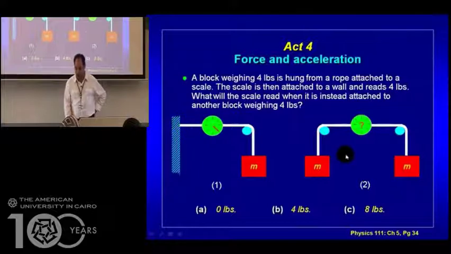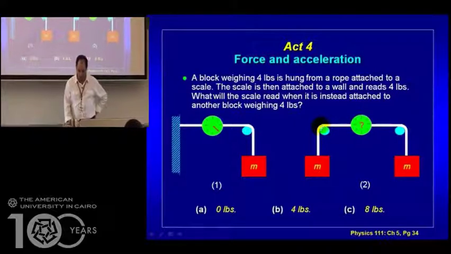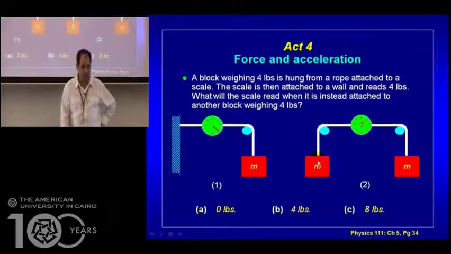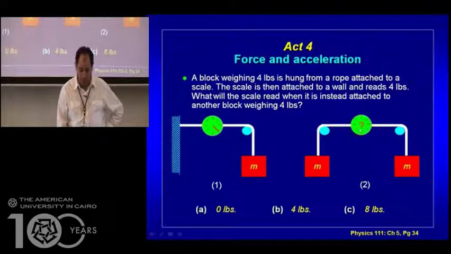The other system is a mass M attached to a string. The string runs over a pulley that's attached to a scale, and the scale is attached from the other side by another string that runs over a pulley to another mass M. Those two scales will have a reading. The scale here reads the weight of that object, and its reading is 4 pounds. What will be the reading of that scale? 0, 4, or 8?